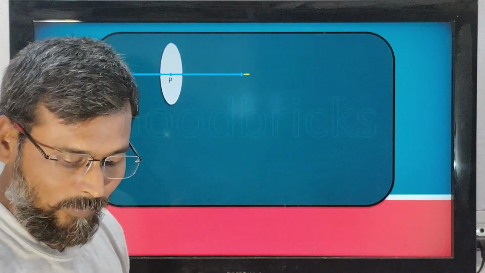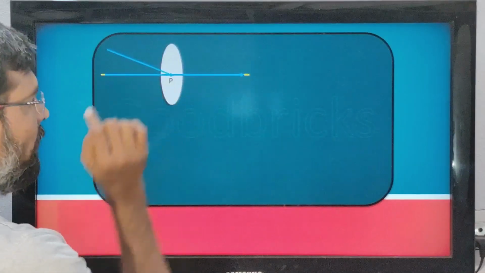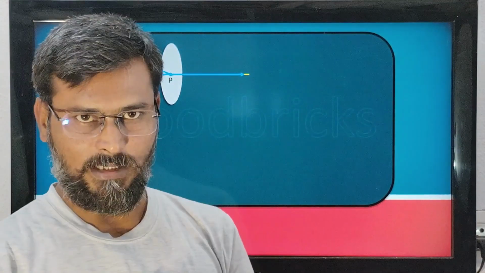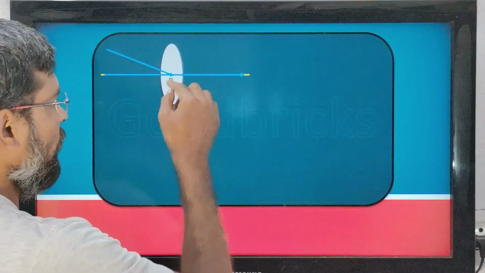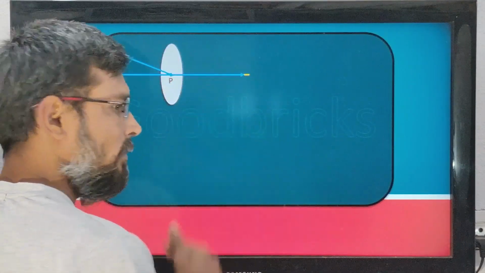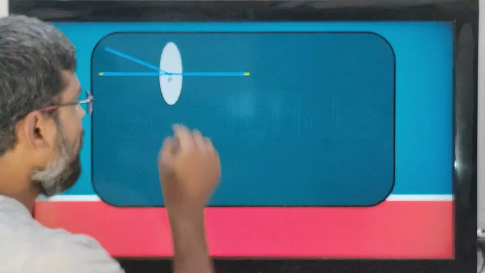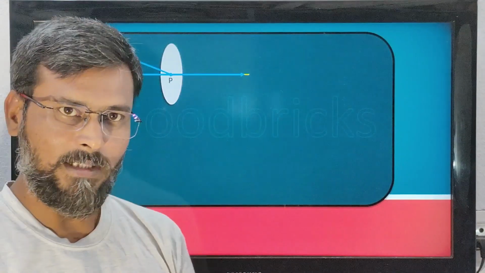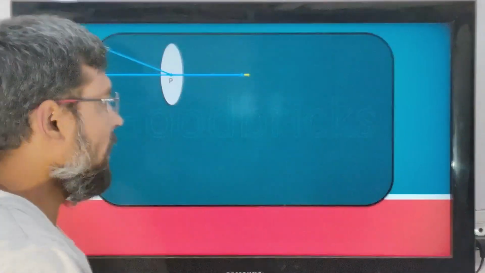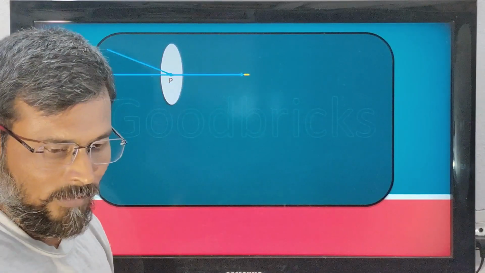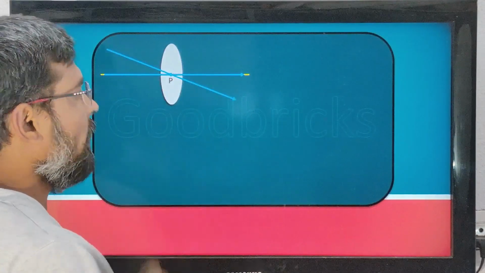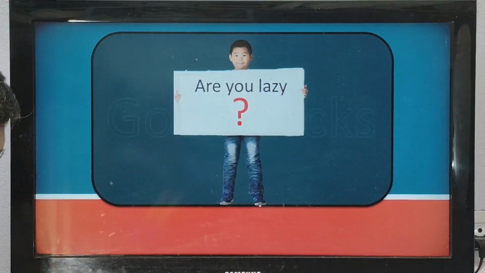Let us take one more incident ray which is falling at the optic center of the lens. Now, do you think it will bend like this or like this? No. The incident ray which is incident at the optic center does not deviate, it goes in a straight path. So this is what your third rule says. Now, with the help of these rules only, we are going to draw ray diagrams.